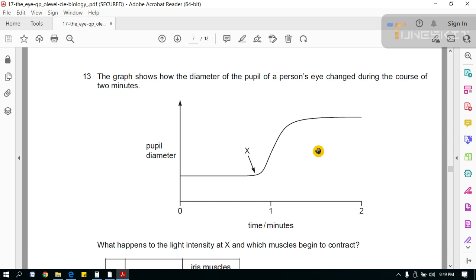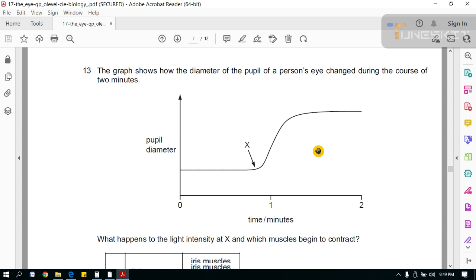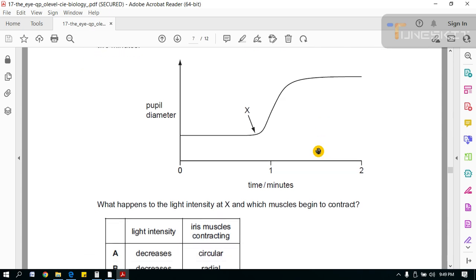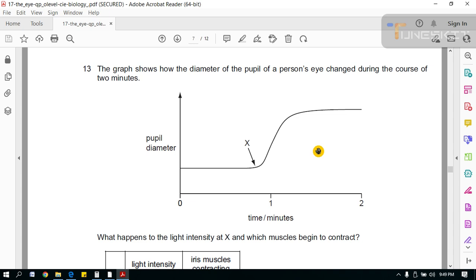person's eye changed during the course of 2 minutes. The graph shows how the diameter of the pupil of a person's eye changed during the course of 2 minutes. Pupil diameter, and here on the x-axis you have time, and on the y-axis you have the pupil diameter. So what happens at the point X to the pupil diameter? It is going to increase. At first it was static, it was the same.